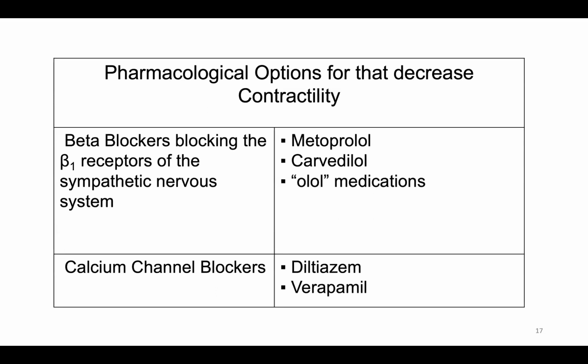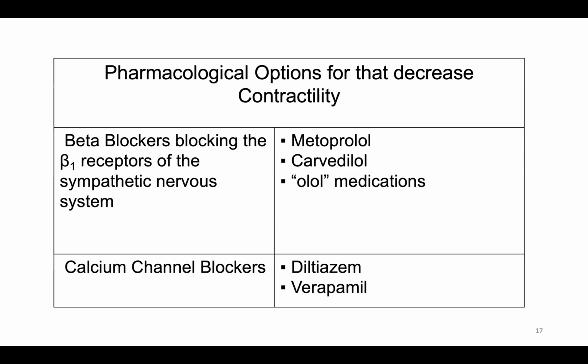Then you want to remember the agents that decrease contractility. That's not what you chose, but common agents that you use: any drug that has a LOL, like metoprolol, labetalol, carvedilol, is a beta blocker. And a beta blocker, you might be using that to reduce the heart rate, but it's going to also reduce the contractility of the heart. So pay a lot of attention to your patient's stroke volume. If you have an A-line, pay a lot of attention to the systolic pressure.